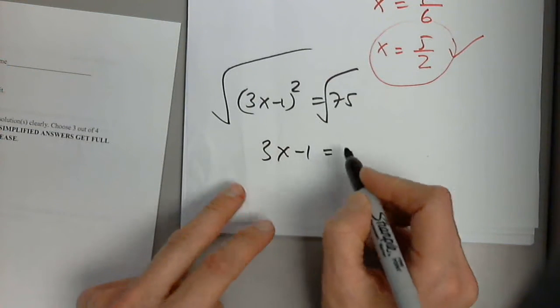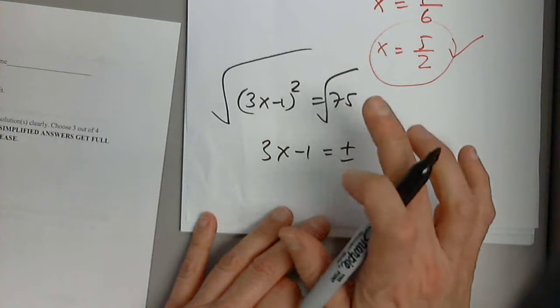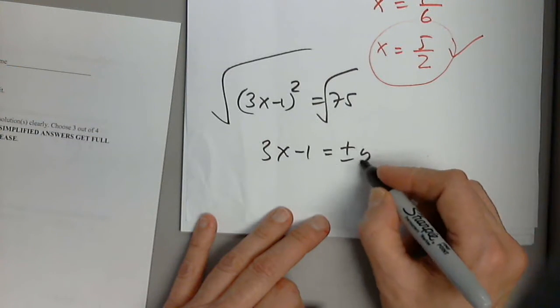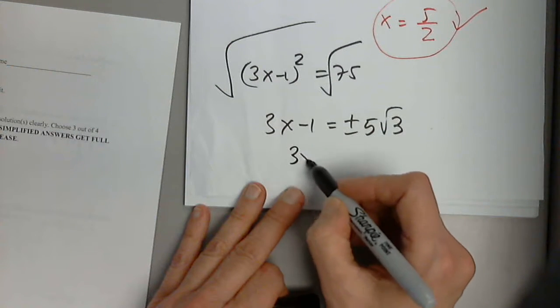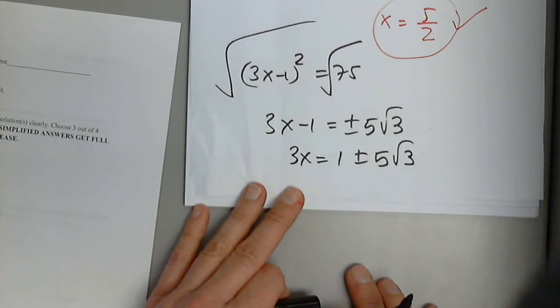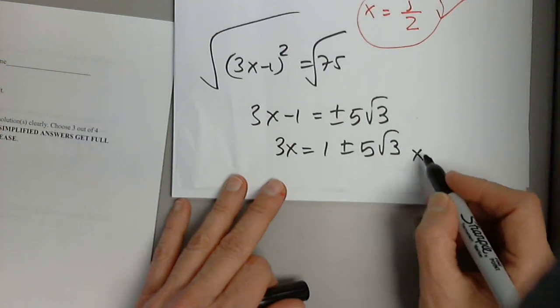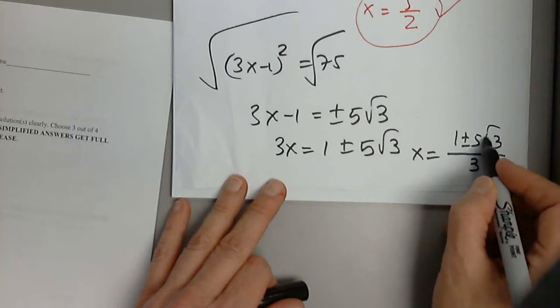And I have 3x minus 1 on the left-hand side instead of the absolute value, actually. But I should not forget, since I'm not putting the absolute value on the left-hand side, I have to put something else that replaces it on the other, plus or minus. 75 is 3 times 25, so this is 5, the square root of 3. I move 1 and divide by 3, very good. 1 plus or minus 5, the square root of 3.